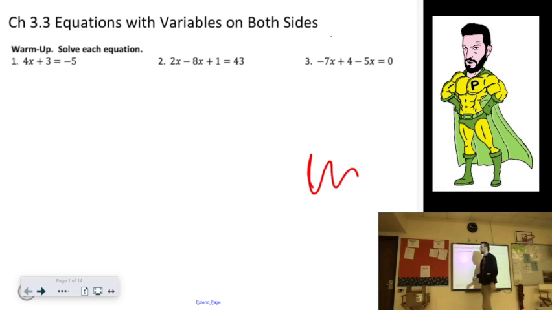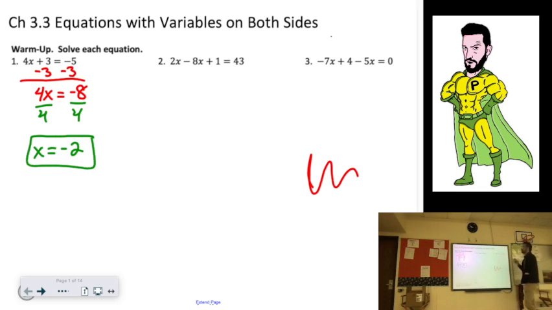We're ready now. So 4x plus 3 equals negative 5. You know we're going to subtract that 3 first. Negative 5 minus 3 is negative 8. And that's 4x. We just want x. So we're going to divide both sides by 4 there. Then negative 8 divided by 4 is negative 2.